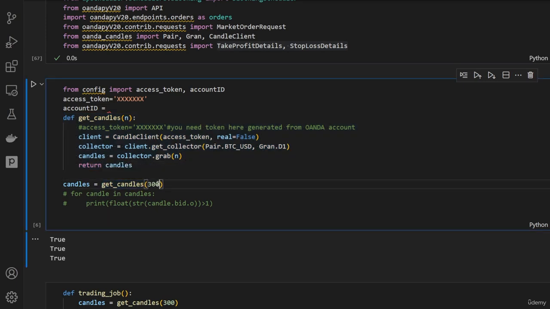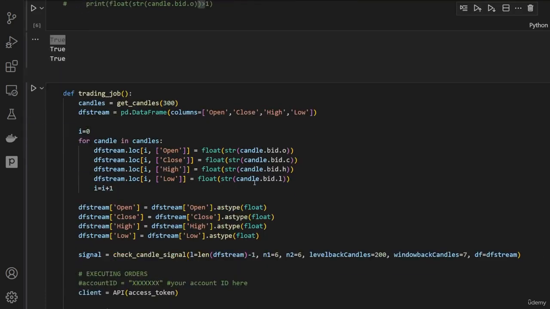I'm downloading, for example, 300 candles here, and we're saving these into the variable called candles. If you want to make sure that you have enough candles, that things worked properly, you can print these, or for candle in candles, just print candle. But you get the point. Just verify that you got some candles from the API, that things are connected properly and you're able to get some data from the market. And now we're going to define a new function called the trading job.